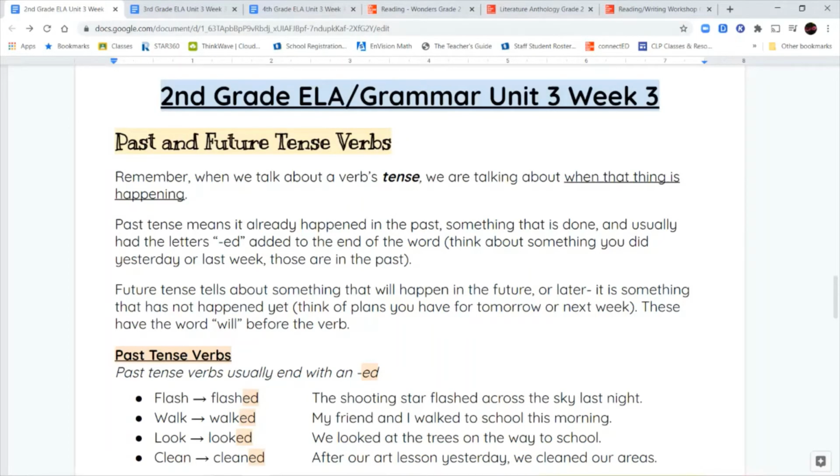Now, past tense, again, means something that already happened, something that's already done, and it usually has an ED on the end of our verb to show us that it's something that's in the past. So remember, if you're talking about past tense, you're talking about something that's already finished. So think about something that you did yesterday or last week. That's something that's in the past.